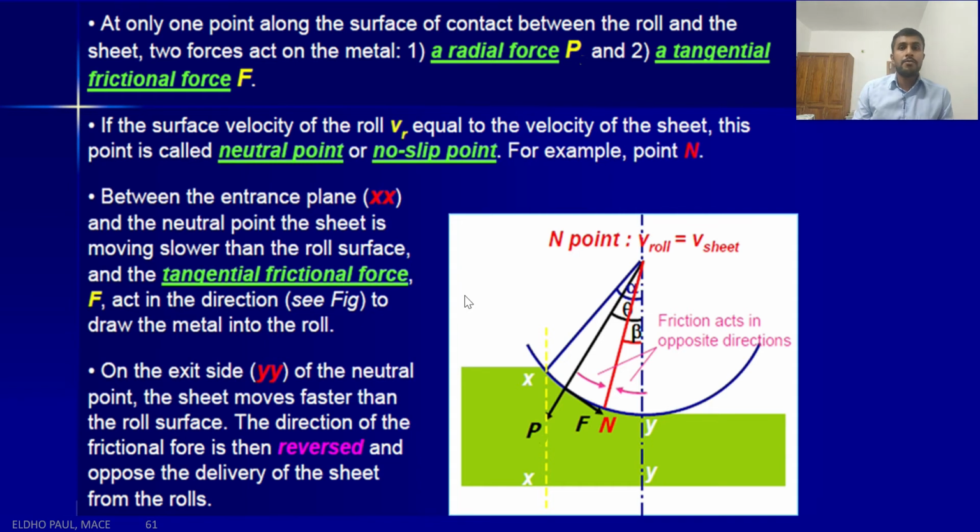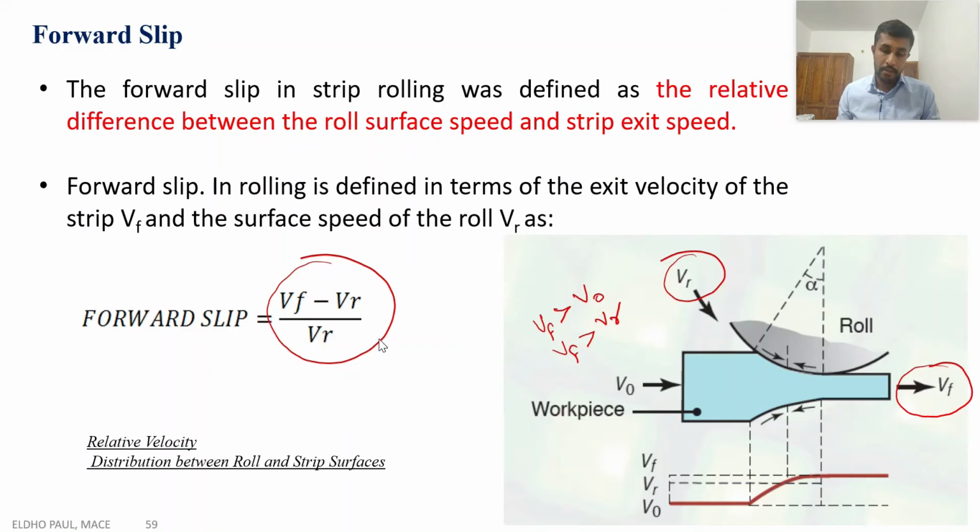Next, we are going to study the forces involved in the rolling process. Up to this slide, we studied only the velocity distribution. Mainly, there are three velocities. In the entry region of the workpiece, we have a velocity V0, in the exit region we have the exit velocity Vf, and the roller surface also has a velocity, that is Vr.